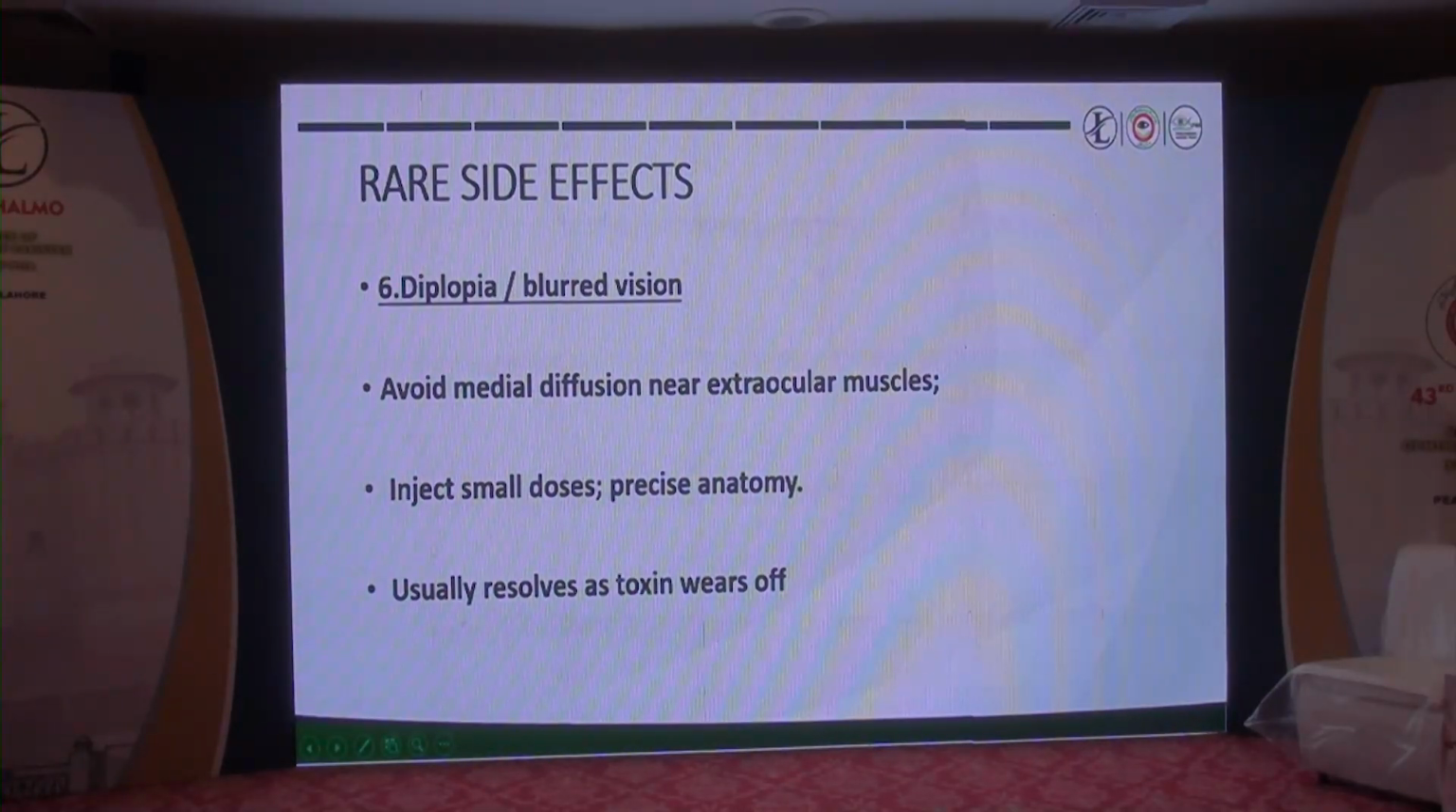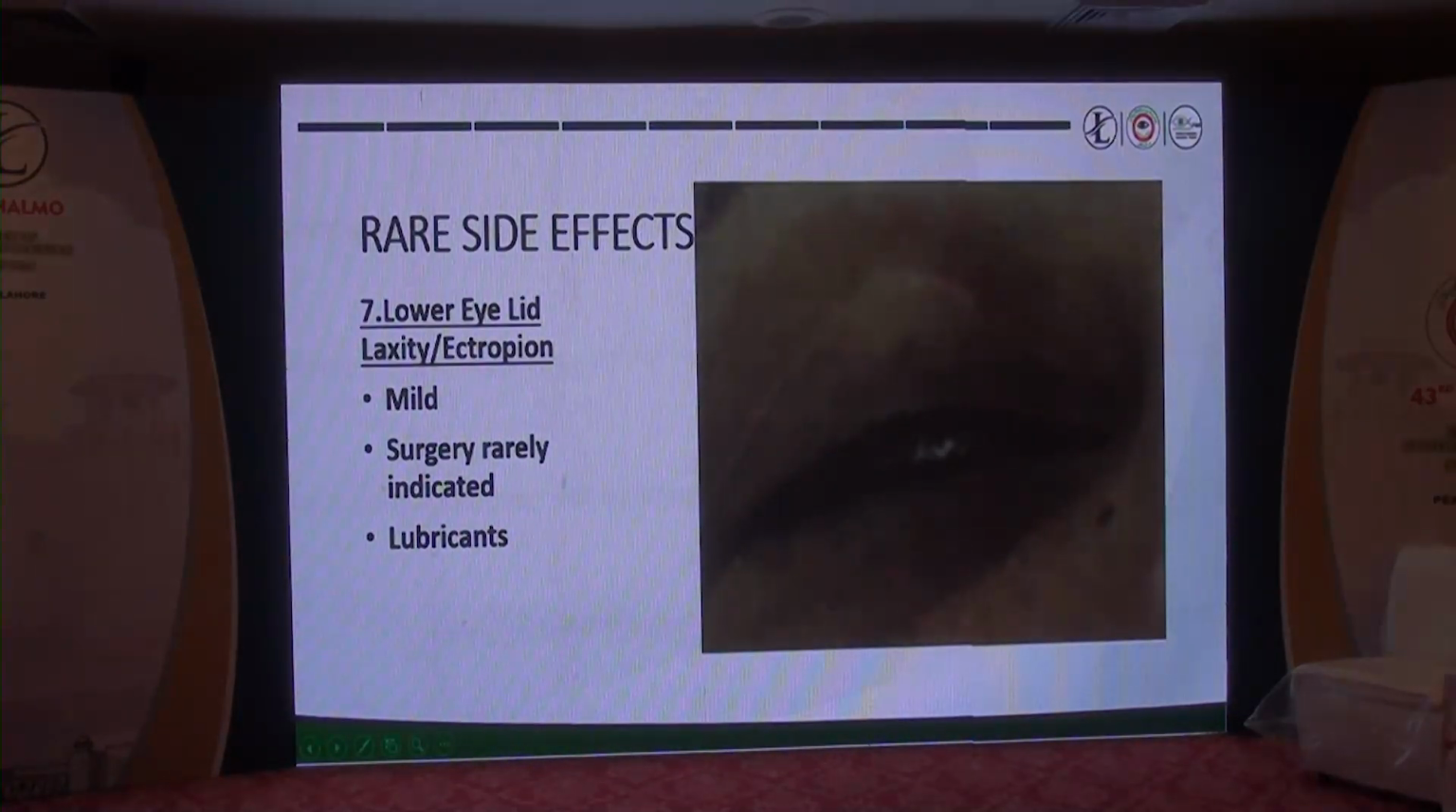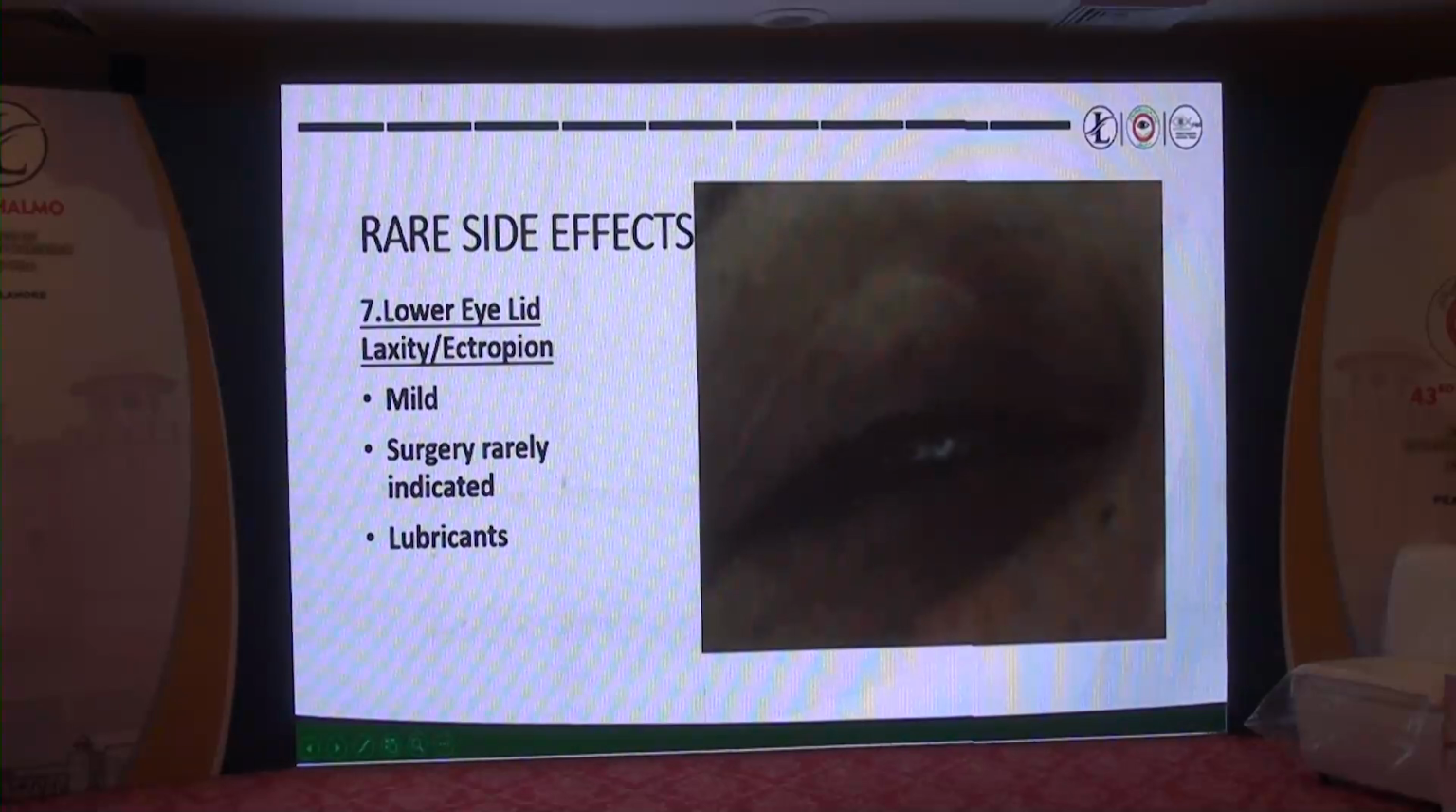To prevent this, injection should always be given in small doses. And you must know the anatomy of the lower lid, the orbicularis muscles and the extraocular muscles so that it does not happen. The patient can unfortunately only be offered occlusion, because you can only wait for three months for it to wear off. The last one is lower eyelid laxity and ectropion. This happens when you inject a large dose in the inferior orbicularis muscle, which weakens the orbicularis and causes sagging.